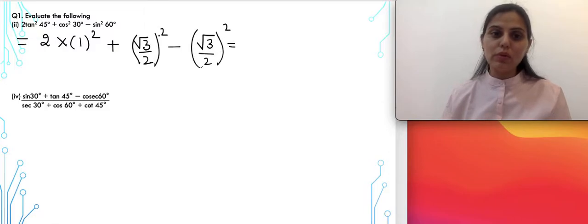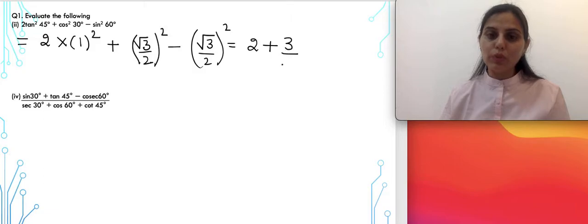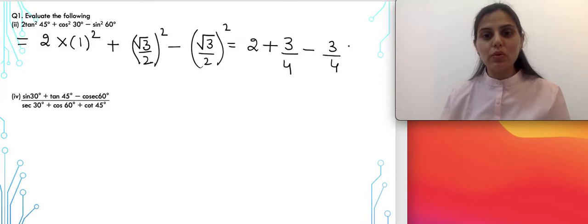So when you solve this, 2 into 1 square will give you 2. Root 3 square will give you the value 3, and upon 2 square will give you the value 4, minus root 3 square upon 2 square means 3 upon 4. So clearly 3 by 4 minus 3 by 4 will become 0. So the answer for this will be equal to 2.